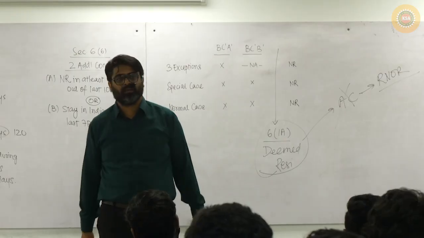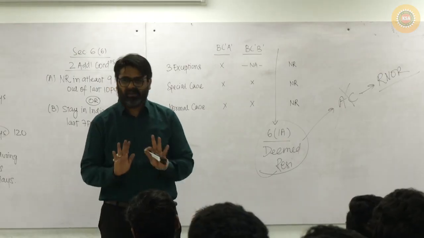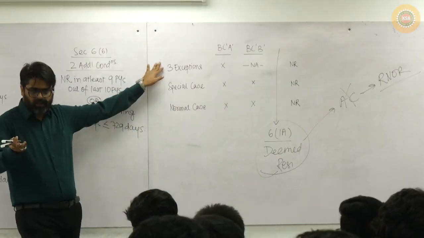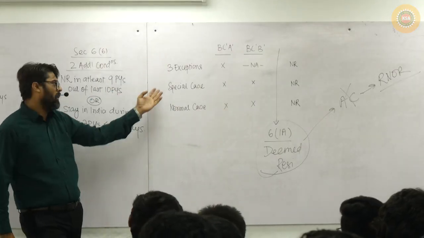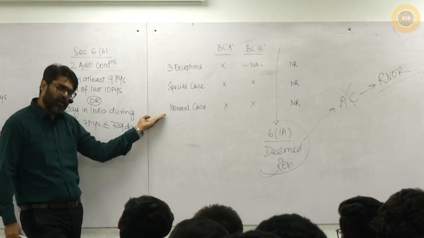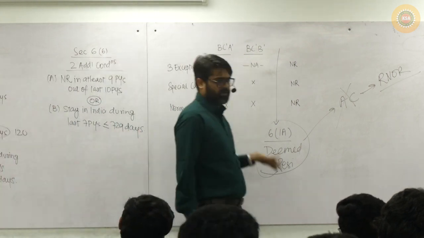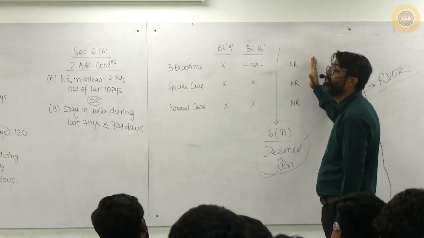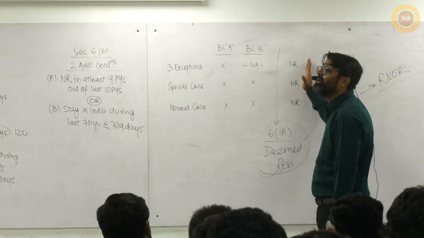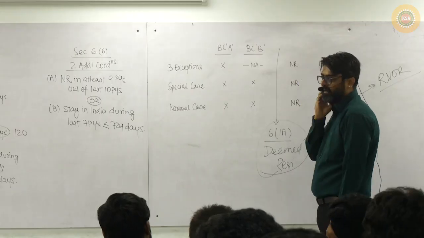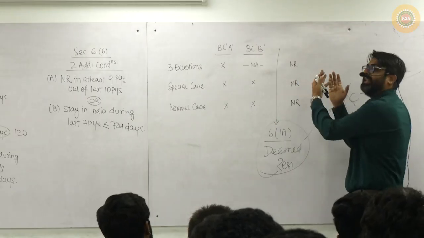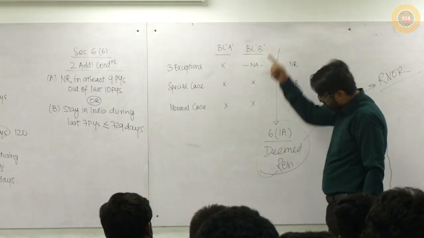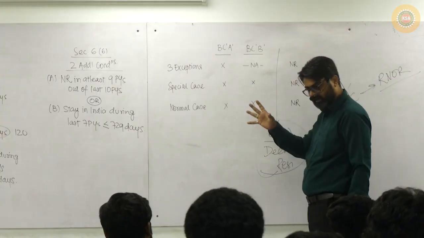Did you understand? So now tell me, simple thing. Check 3 exceptions. If the individual is covered by 3 exceptions, or he is covered by special case, or he is covered by normal case, we are going to check the basic conditions first. If none of the basic conditions is satisfied, he is supposed to become a non-resident. But even before calling him a non-resident, you will have to check. Don't directly tell him that he is a non-resident. Check if he is covered in any of these cases.